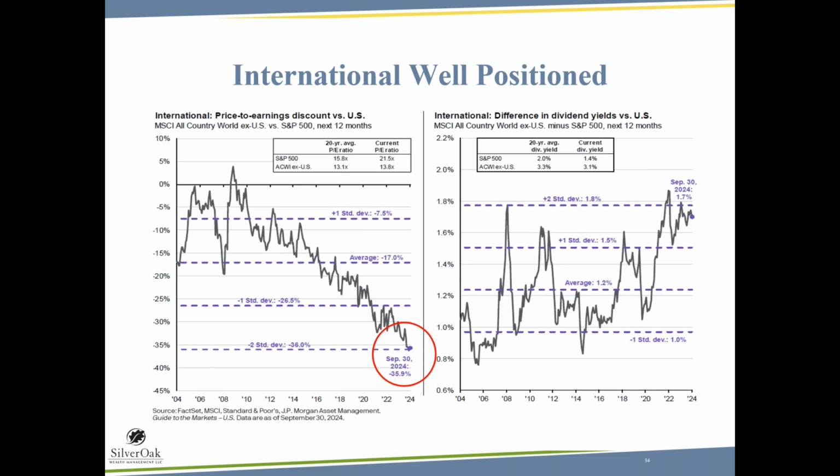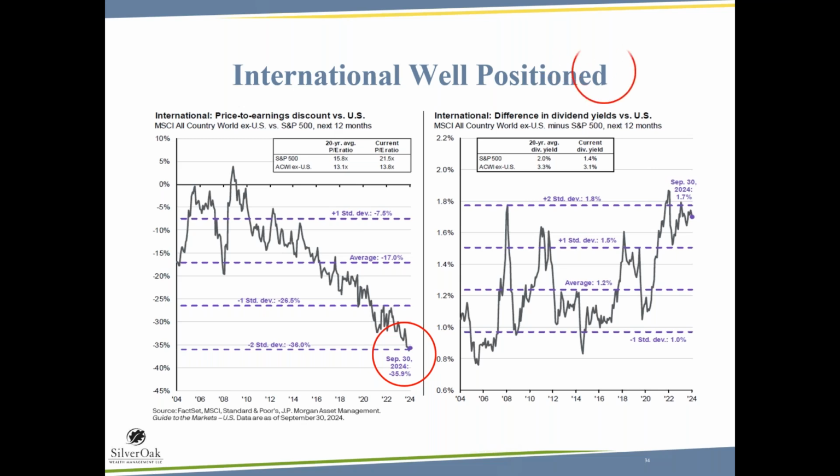Now, that's not to say that parity is zero. International stocks typically are undervalued relative to the US, but normally the average is about 17%. But this has been going on for a long time, admittedly.